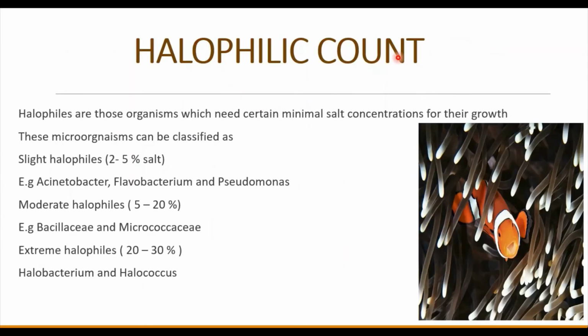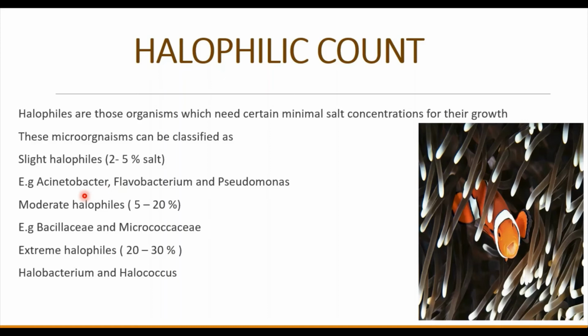Then moving to the halophilic count. Halophiles are those organisms which need certain minimal salt concentrations for their growth. These halophilic microorganisms are classified into three types depending upon their NaCl concentration. If they need 2 to 5% salt concentration, they are called slight halophiles.